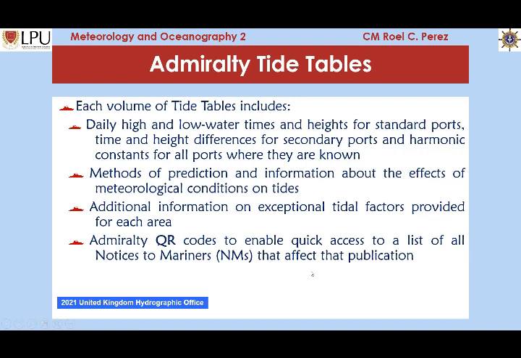Before, when correcting publications and charts, you needed to find it in the notice to mariners. But now, if you are online, it is very easy. Just scan the QR code. It will give you the notices to mariners that affect the table. Because we are also correcting the Admiralty tide tables. No? Weekly, you need to check if there are corrections in the notice to mariners, because notice to mariners is weekly. No?